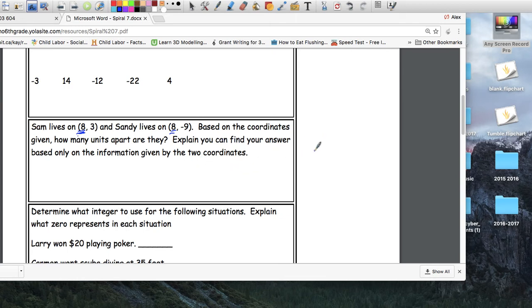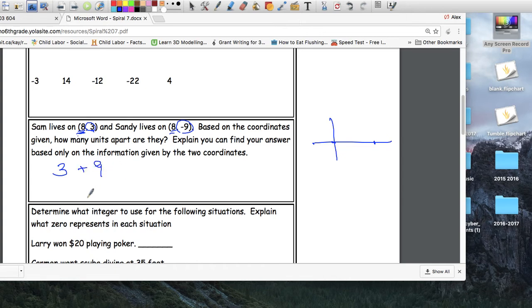And once you get to 8, so if that's the x-axis, I'll draw it. So if that's 0, they're both going to the right 8. One's going to go 3 floors up to 3. The other one's going to go 9 floors down to negative 9. So I know that Sam is 3 floors up. This is Sandy, she's 9 floors down, or just 9 floors, absolute value.